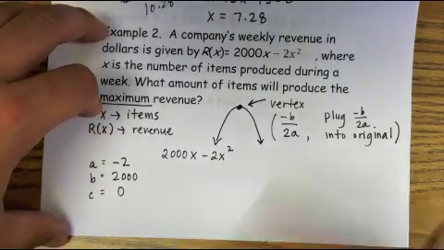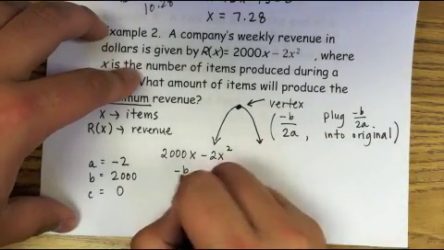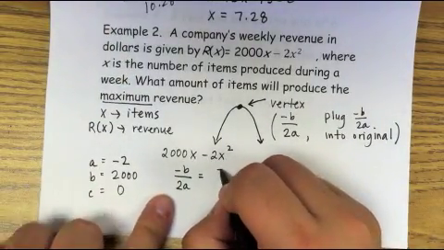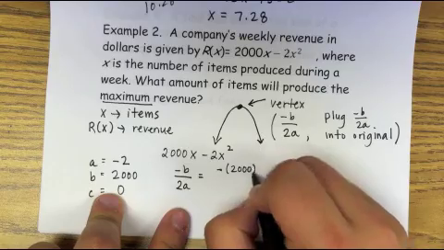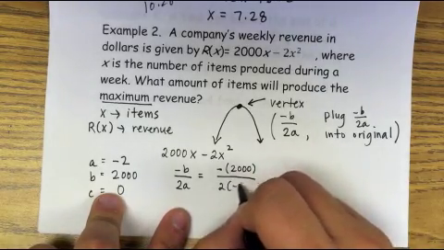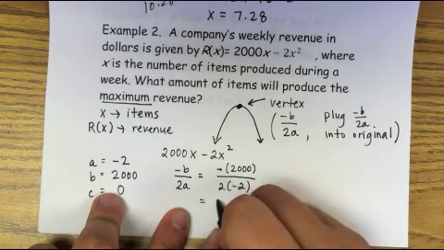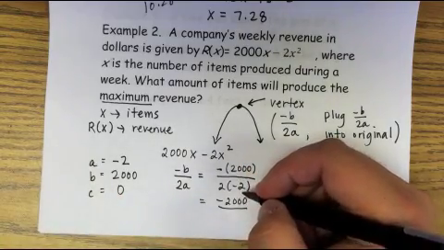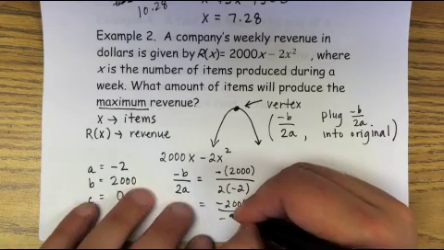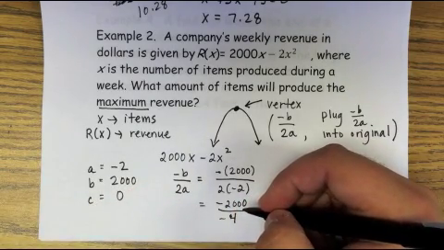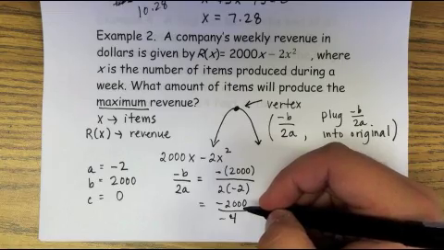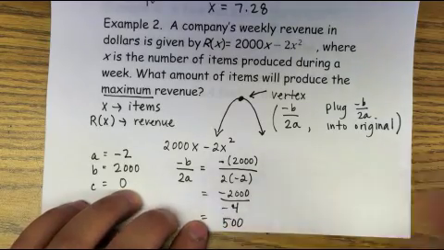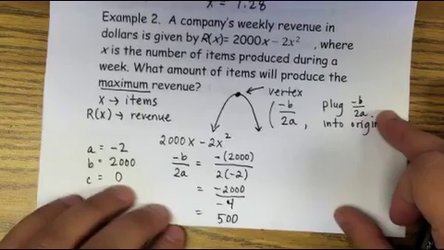However, let's do the negative b over 2a. So negative b, that's negative 2,000, all over 2 times negative 2. So that's negative 2,000 over negative 4. And what is negative 2,000 divided by negative 4? 500. Okay, now we've got that.